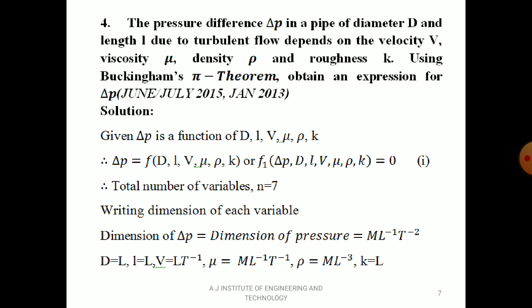Then the dimension for diameter is L, length also L, then velocity is L T to the power minus 1, as velocity is distance by time. Then mu, dynamic viscosity, unit is Newton second per meter square, so M L to the power minus 1 T to the power minus 1. Then rho is M L to the power minus 3. Then k, it is very important, roughness is measured in meter here. Otherwise, it is the height of the roughness structure, the height of peaks, measured using a micrometer. So the unit is meter, so the dimension of k becomes L.